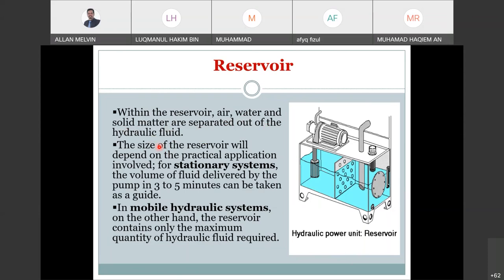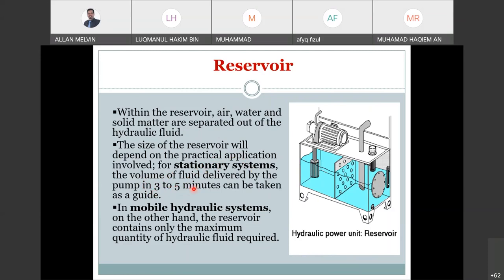Then in the reservoir, air, water and solid matter are separated from the hydraulic fluid. That is some filtration. The size of the reservoir will depend on the practical application involved. For a stationary system, the volume of fluid delivered by the pump in 3 to 5 minutes can be taken as a guide. The size of the tank depends on the application. If your system is a stationary system like the excavator earlier, you can have a supply of hydraulic fluid to run the system for 3 to 5 minutes.